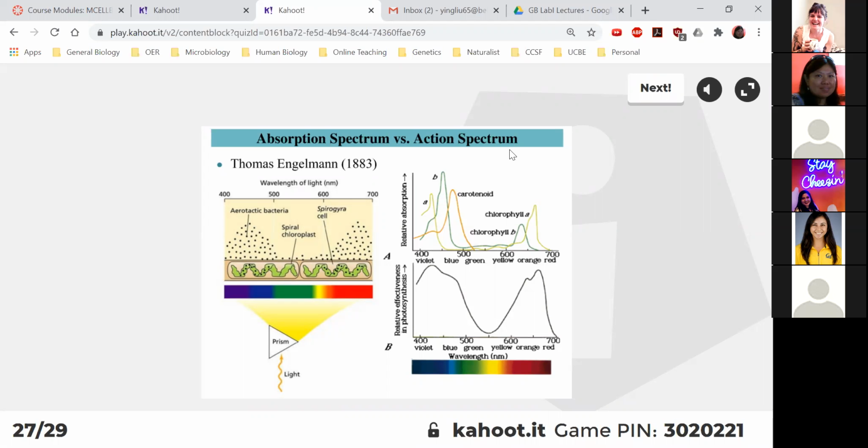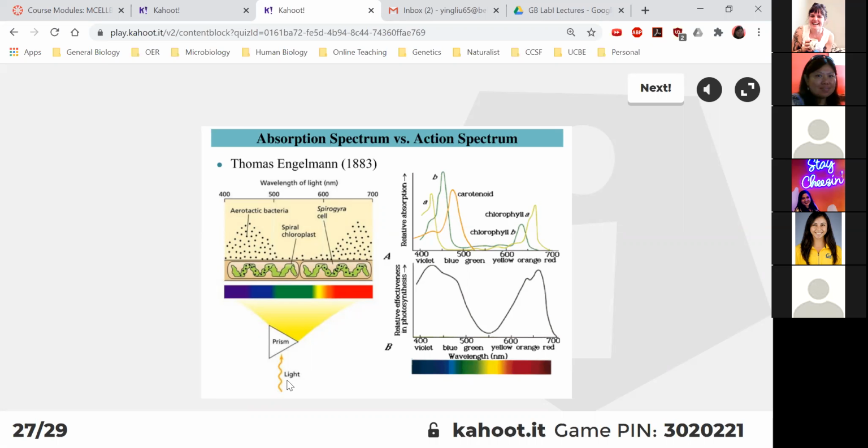There's this other thing called action spectrum. What is that? So action spectrum is basically the spectrum of light that plants or other organisms can use for photosynthesis. And it's literally the grand total of all these pigments kind of added together. So back in 1883, this guy, Thomas Engelmann, did a really clever experiment to measure the action spectrum.